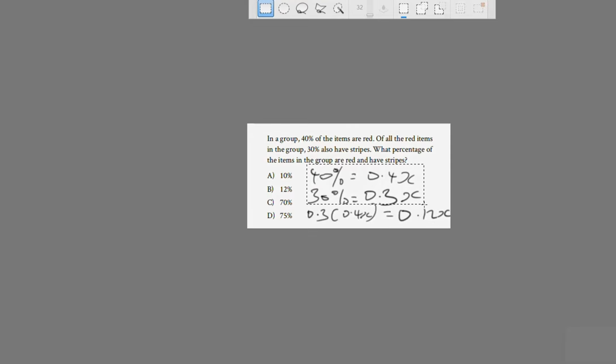Alright, so guys, this will be 0.12 of x. This time, another way you can represent 0.12 is as 12 over 100, times x over 1, presenting as 12x over 100.